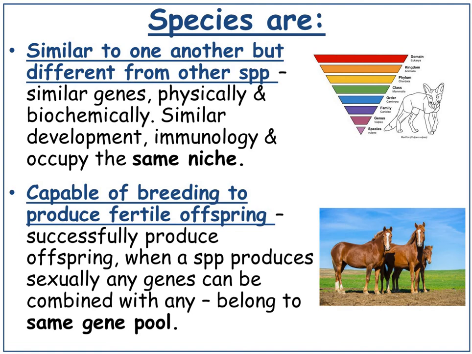So the definition of species has two parts. Species are similar to one another, but different from other species. So they have similar genes, they are physically and biochemically similar, they have similar development, similar immunology, and they occupy the same niche. They are also capable of breeding to produce fertile offspring. So they can successfully produce offspring when a species reproduces sexually. Any genes can be combined with any, but they belong to the same gene pool.